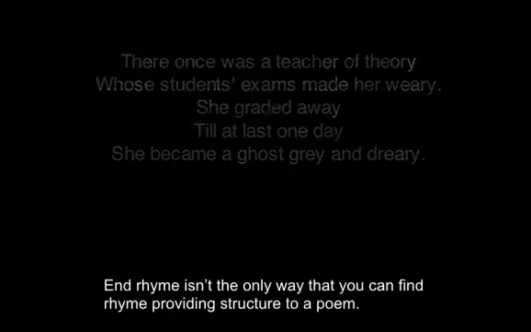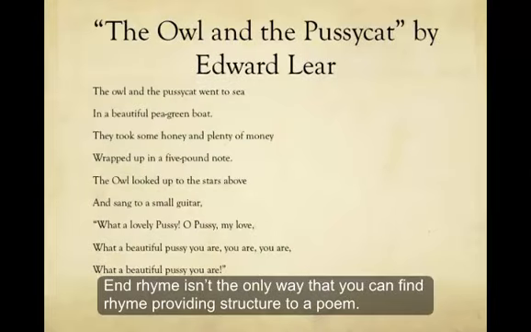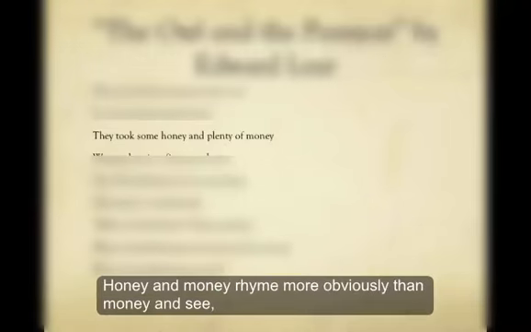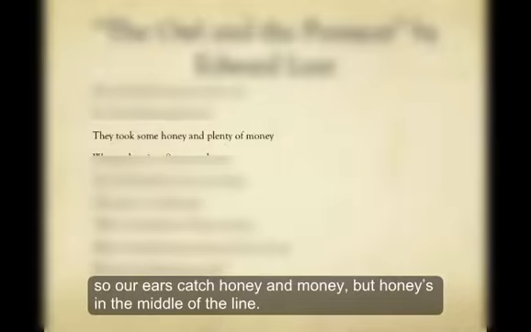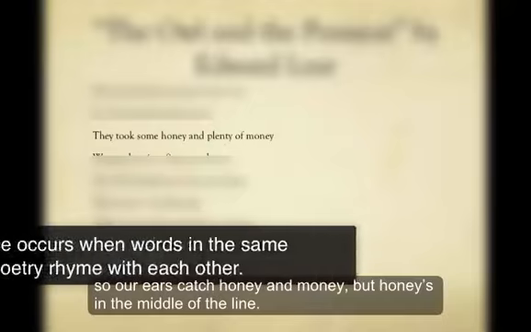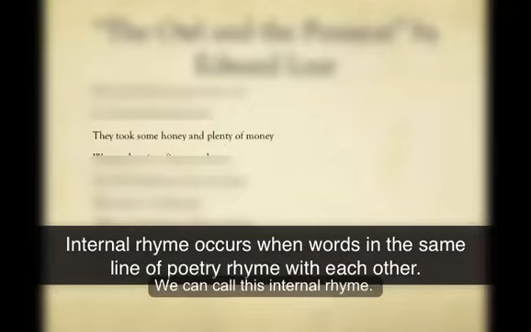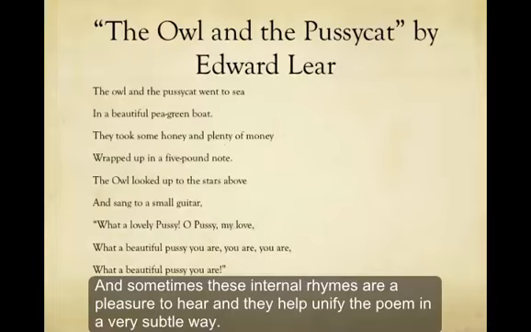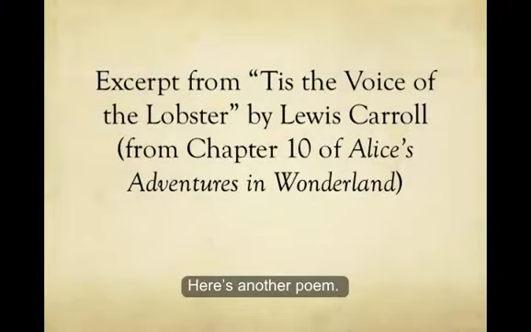End rhyme isn't the only way that you can find rhyme providing structure to a poem. In this case, look closely at line 3. They took some honey and plenty of money. Honey and money rhyme more obviously than money and sea. So our ears catch honey and money, but honey's in the middle of a line. We can call this internal rhyme. And sometimes these internal rhymes are a pleasure to hear, and they help unify the poem in a very subtle way. Here's another poem. It's an excerpt, actually.